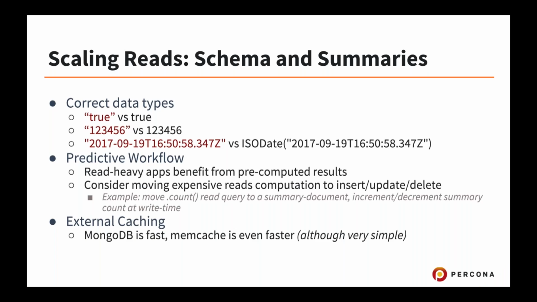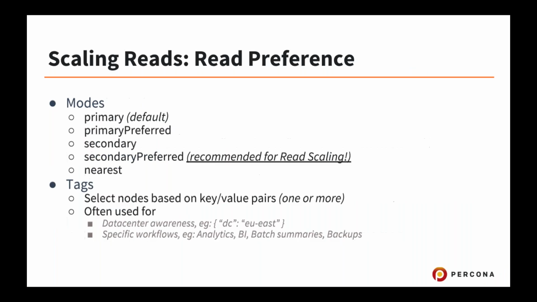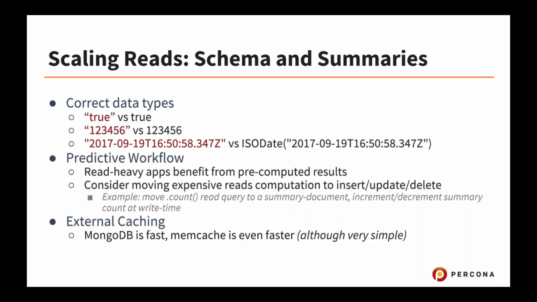So, scaling reads. Correct data types we already went over, but I was just confused as we've covered that. Having correct data types is going to help read queries a lot. So, you know, true as a boolean versus true in strings will actually make a read faster, because it's easier to fetch.